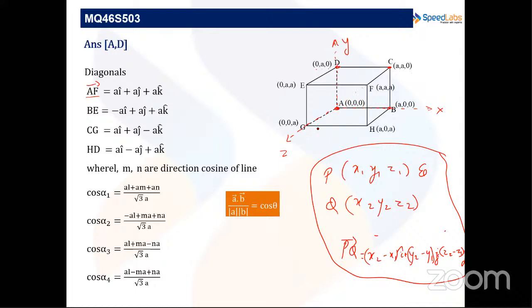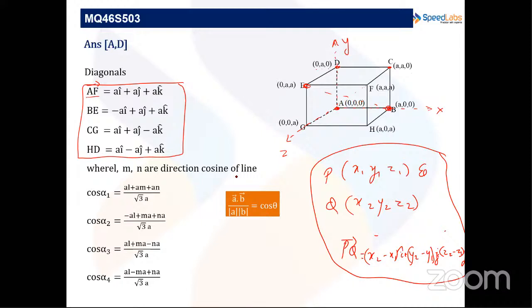Similarly, the other body diagonal we can see here, it is BE. B is this side and E is on the front side. So that will be 0 minus a, 0 minus 0, and a minus 0. So similarly, we have got the body diagonals.